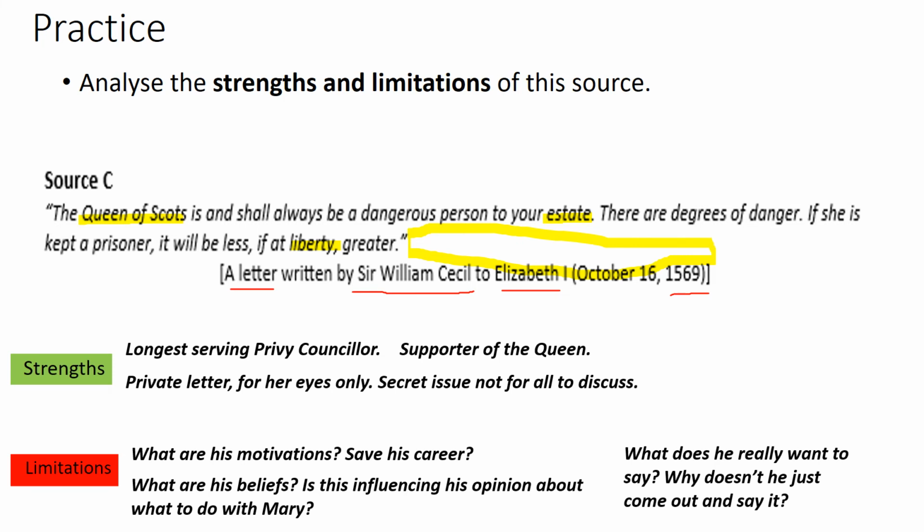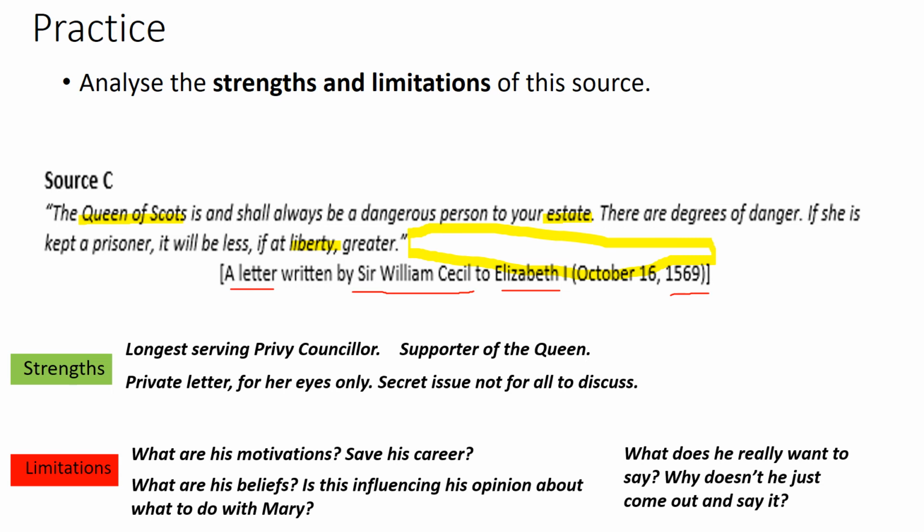And the last is for us to consider what he really wants and why doesn't he just come out and say it? If William Cecil were to say to Elizabeth, murder Mary, well, there's going to be a little bit of a problem. He's not allowed to tell the Queen what to do. He's only allowed to provide his advice.